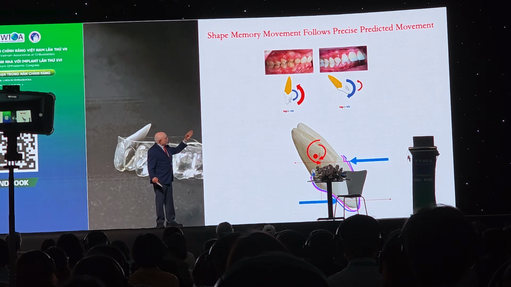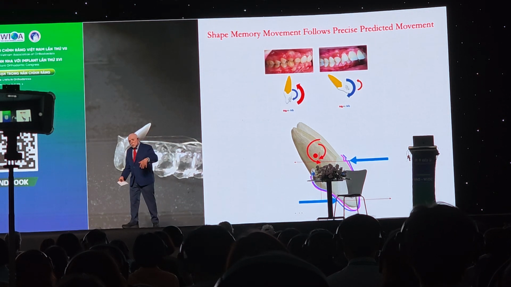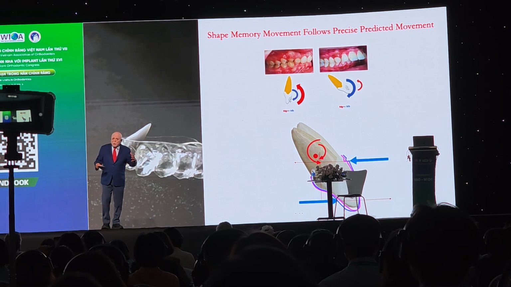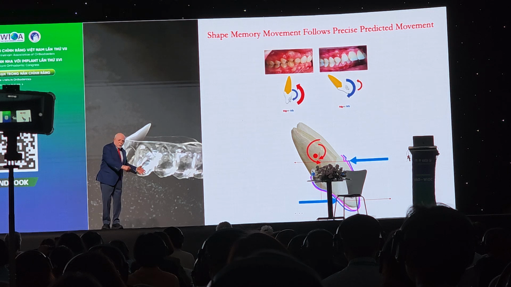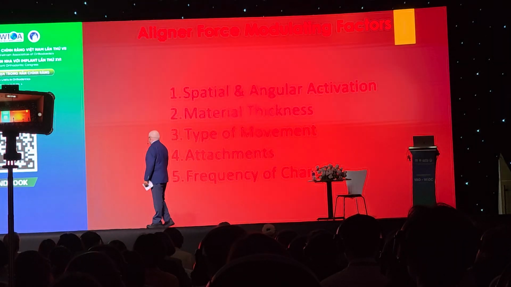What happens if the teeth are flared? Then I have to create an opposite moment to bring the crowns back. So now you can see that we want to apply the same philosophy with aligners. And that becomes very difficult for us.